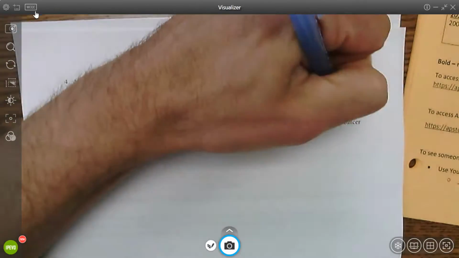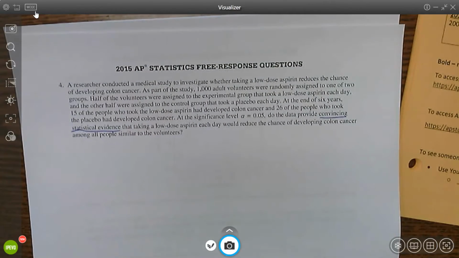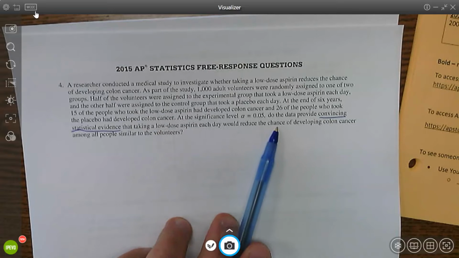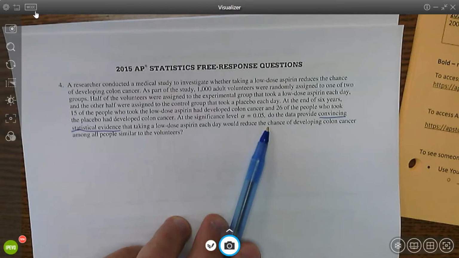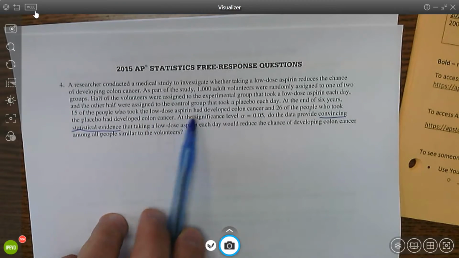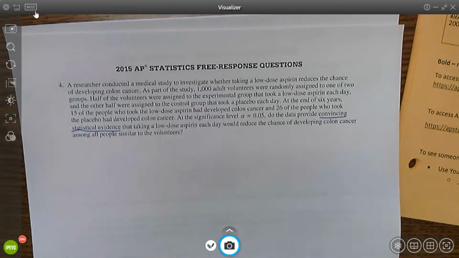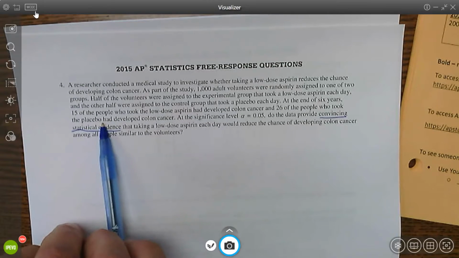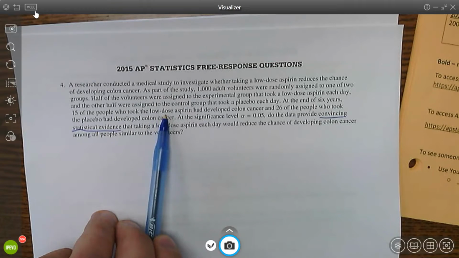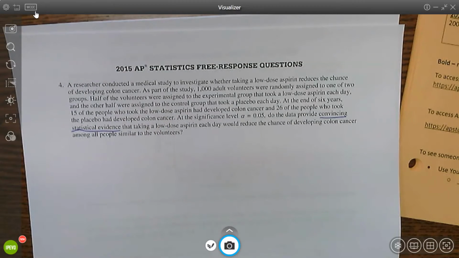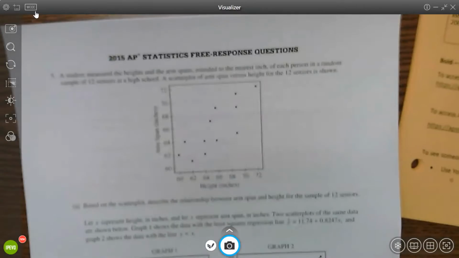Question 4, convincing statistical evidence. This is a test. Reduce the chance. Chance sounds like a proportion. At the end of 6 years, 15 people who took the low-dose aspirin had developed colon cancer. So they did or they didn't. This is proportions. And then you have two groups: the people who took the low-dose aspirin and people who took the placebo. This is going to be a two proportion z-test. So the inference for proportions here.